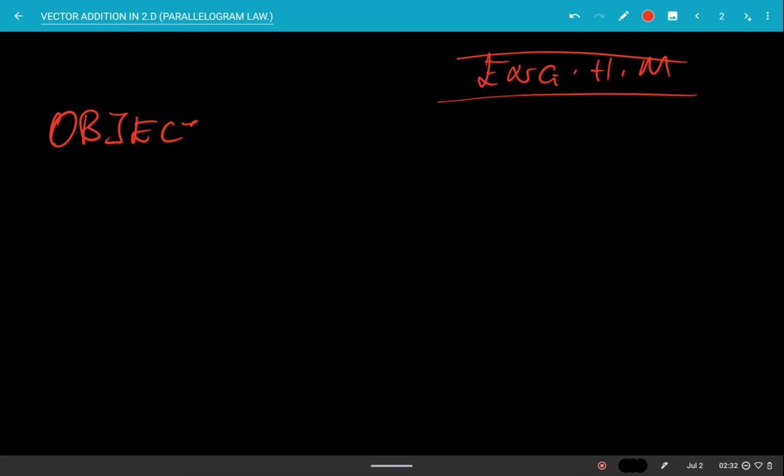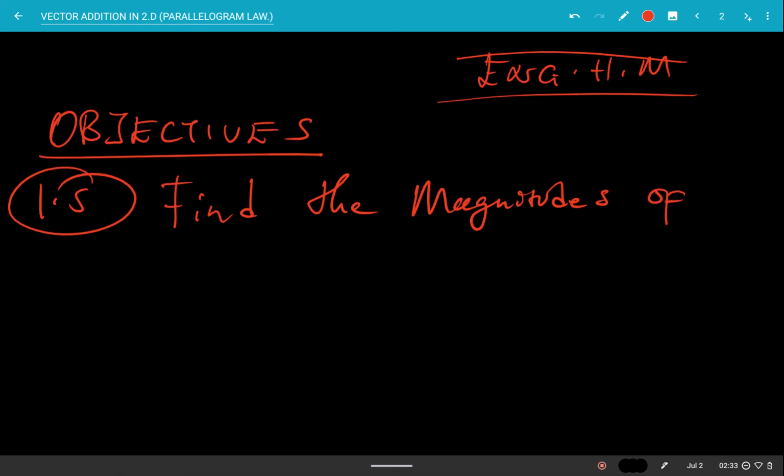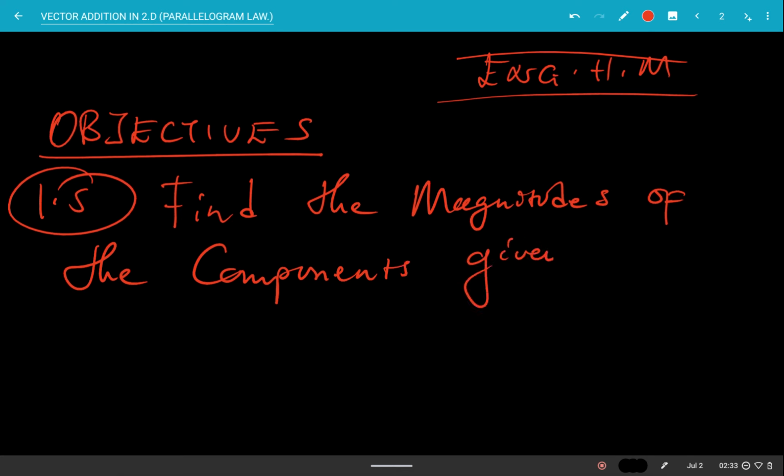our next objective, which is objective 1.5, will be to find, or learning how to find, say, the magnitude of the components given the resultant.